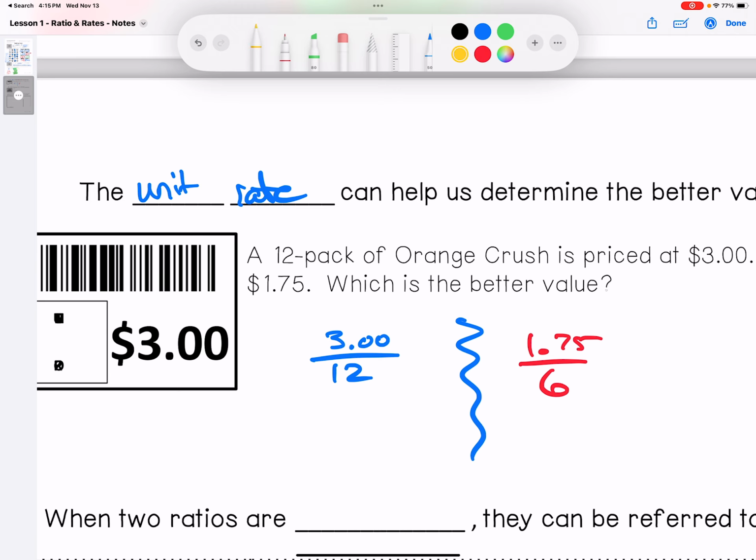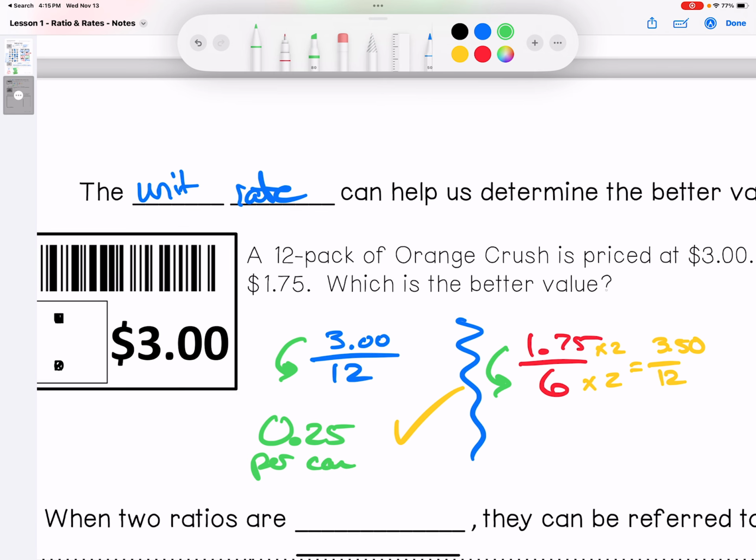So you could have, in yellow, turned this into 12, so multiplied both sides by 2, and you would have gotten 350. So which one was a better deal? Well, I can go ahead and tell you it was that one, right? Because you're comparing them, and the bottom number is the same. Or you could have figured out what you would have paid by can. And the way to do that is to just divide the top by the bottom on both sides. So let's do that. I'm going to go 3 divided by 12, and I'm going to get 0.25. That's how much it cost per can of soda.